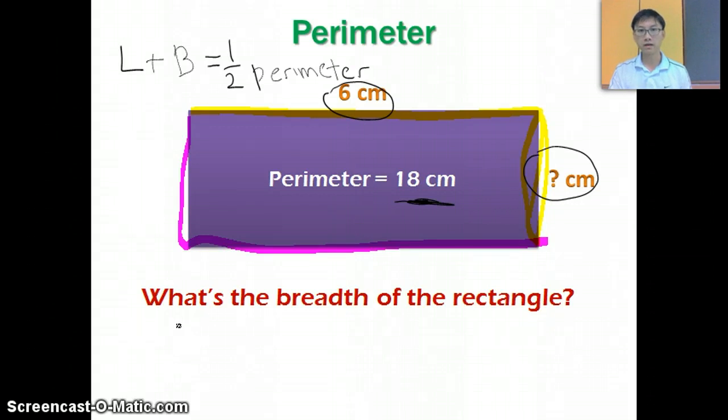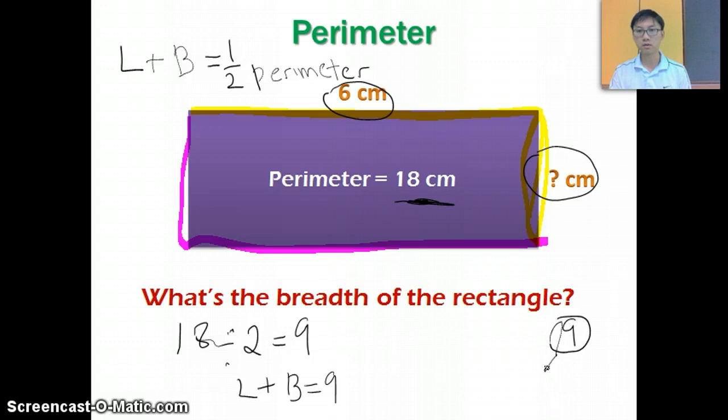So if I take half the perimeter, which is 18 divided by 2, that will give me 9. So 9 consists of length plus breadth, so length plus breadth is equal to 9. Another way of looking at it is to use number bonds. This is 9, length is 6. If my length is 6, what is this?